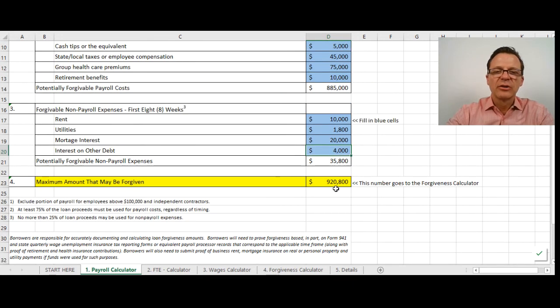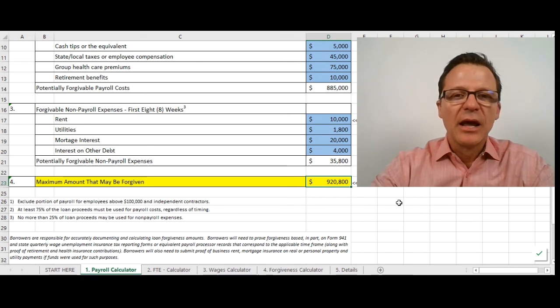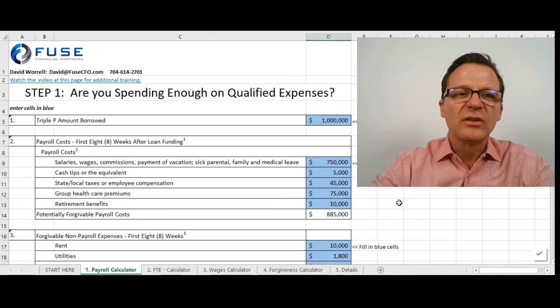And finally, the calculator will add up and tell you what your total number that might be forgiven is. That is, how much have you actually spent on qualified expenses? That would be qualified to be forgiven. Okay? And with that, if you've got all those details, you're done with step one, and you'll know whether you're spending enough on qualified expenses.